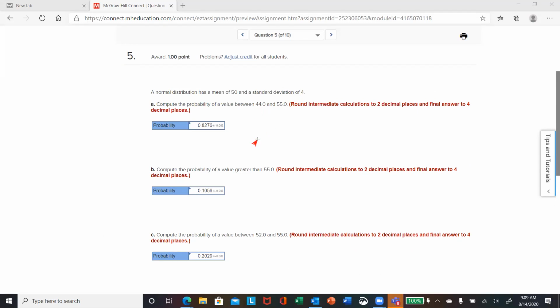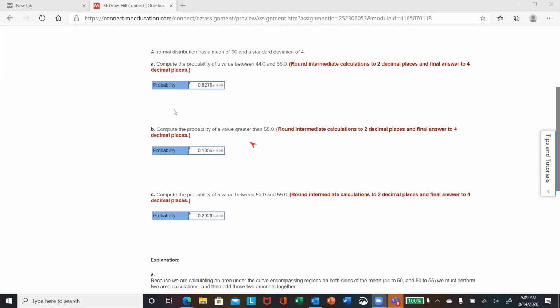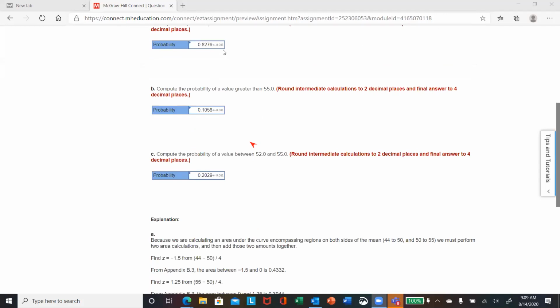If you had two positive z-values, which we'll have up here in a minute, you'll see how you'll have to subtract and not add. Okay, on part B, it looks like they want greater than 55. So again, I like to illustrate these. So again, here is 50. They want greater than 55.